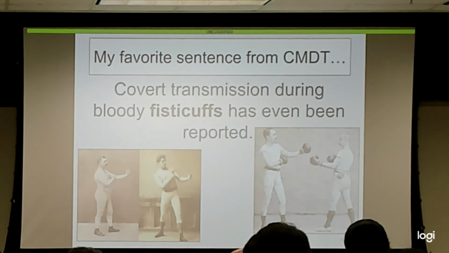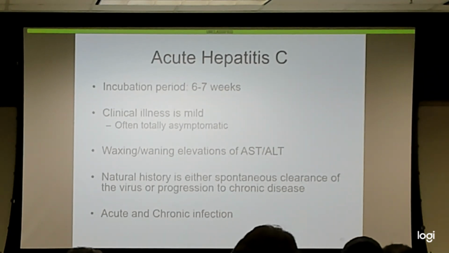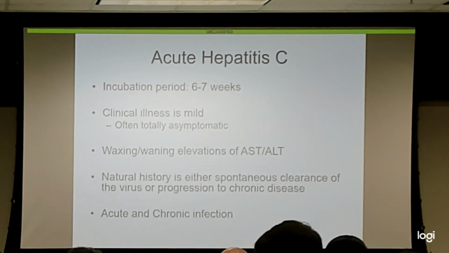Hepatitis C transmission during fisticuffs has even been reported. So back in the day when you're boxing, you could transmit hepatitis C. That's just for fun. All right, incubation period is 6 to 7 weeks. Clinical illness is usually mild, often totally asymptomatic, but you'll have waxing and waning elevations of your liver enzymes. So if you see somebody who has no symptoms and they're just there for a general screening, or within that kind of age range where they might party a lot, you might want to check for a hepatitis C level.